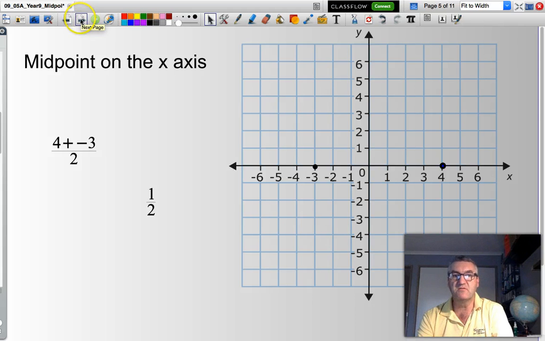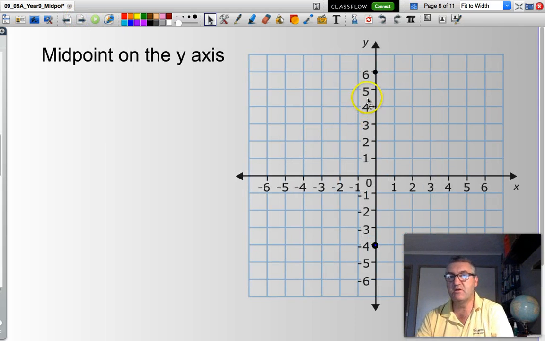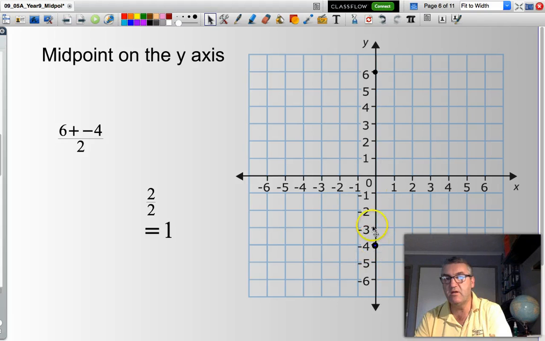Let's look on the y-axis. Say I had a point at y equals 6, another one at y equals negative 4, and I wanted to find the midpoint or the halfway point. All I need to do is add those two together. Well, 6 plus negative 4, then divide by 2, will give me 1. So I could say the midpoint between here and here is where y equals 1. And you can see that I have 5 above and I have 5 below.